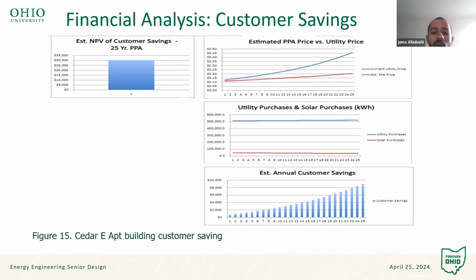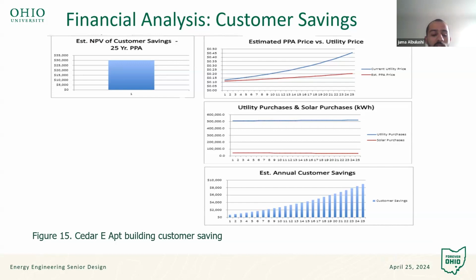Here we have one example of our building, which is Cedar E. Let's move to a visual representation. Here, let's focus on the substantial economic benefit our solar project brings to our customers. This series of graphs will walk us through the estimated savings over 25 years of PPA. Let's start with the top left.